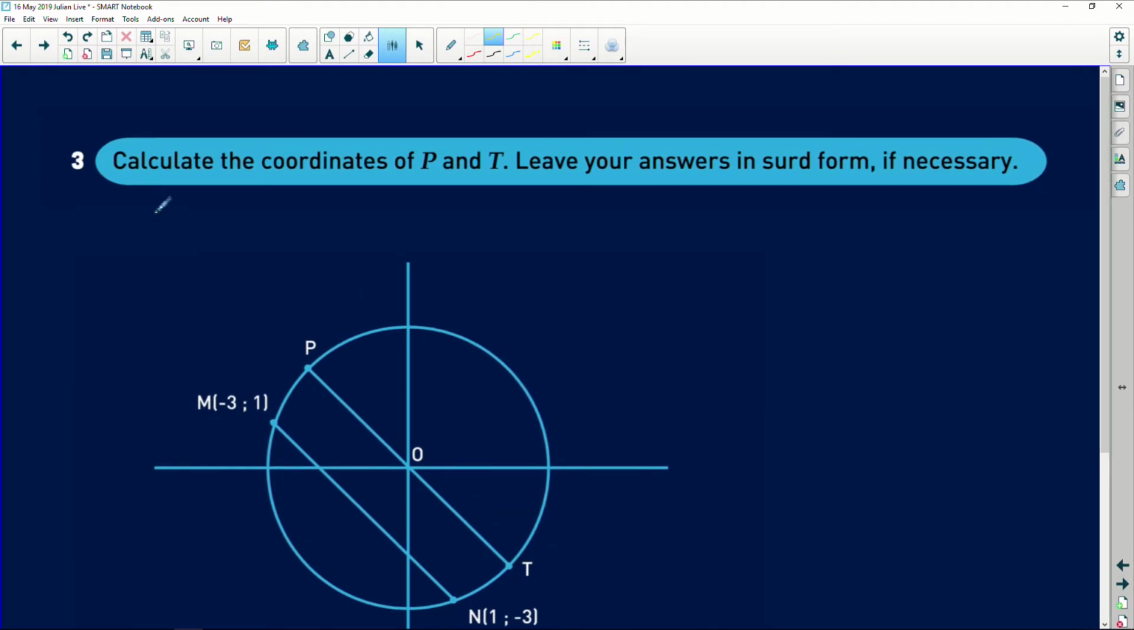So we're going to have: calculate the coordinates of P and T, and it says leave your answer in surd form where necessary. Okay, guys, so what that means, surd form means that we've just got a square root or a cube root or some sort of root in our answer, and instead of using our calculator to simplify that, we just leave it as is. Me personally, I like to leave answers in surd form because it's accurate and you don't get decimal places.